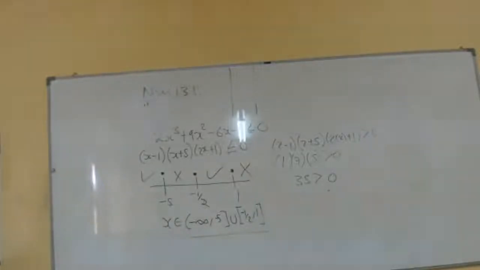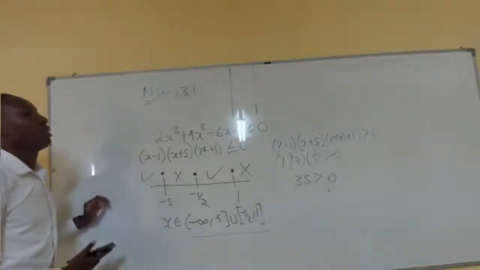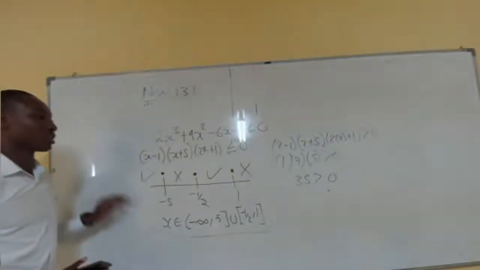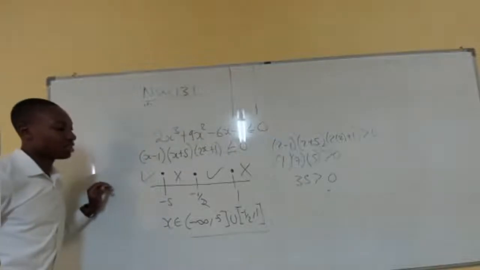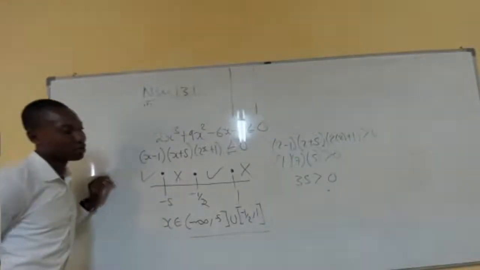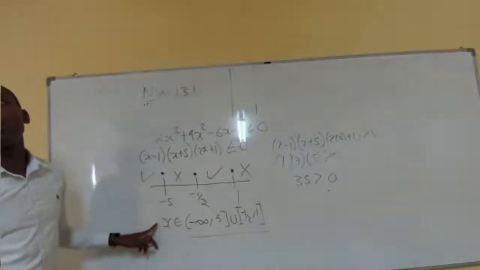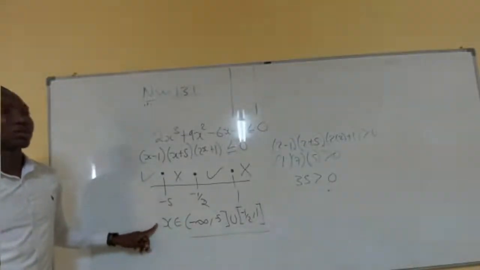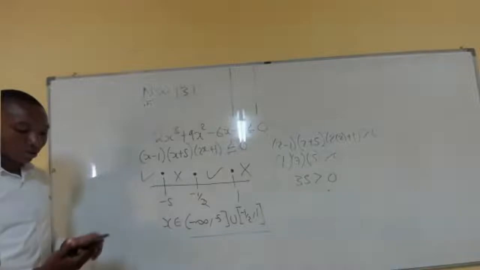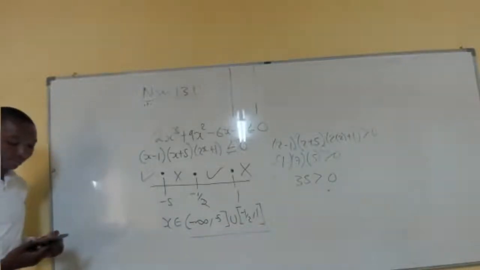If you're going to go the other way around, you will note that this is going to come out as your answer. So try it and see if you can get this. Test your values, and it should give you this as your final answer.